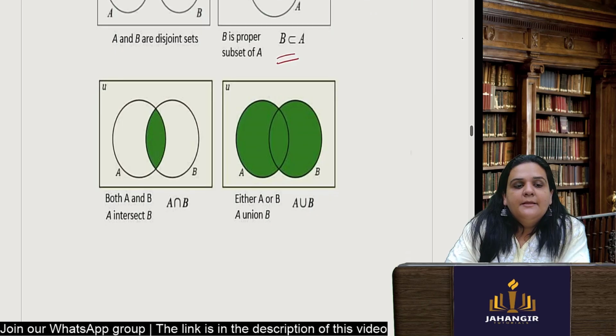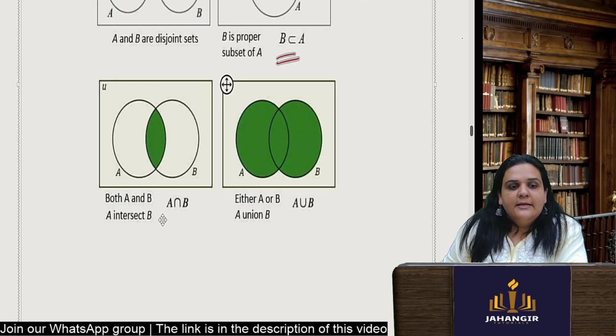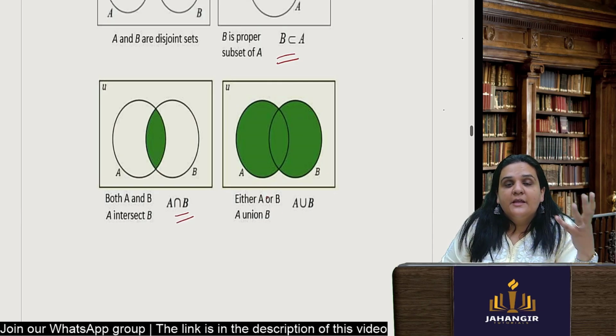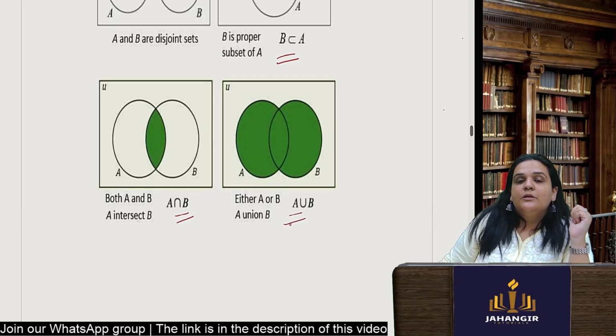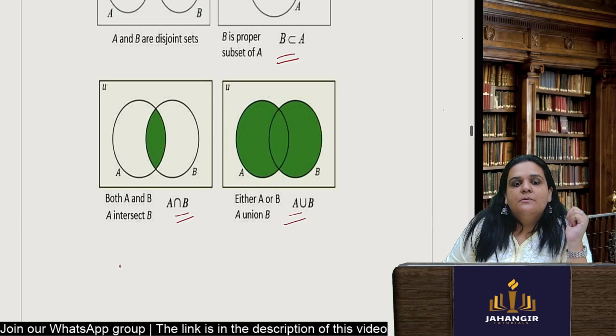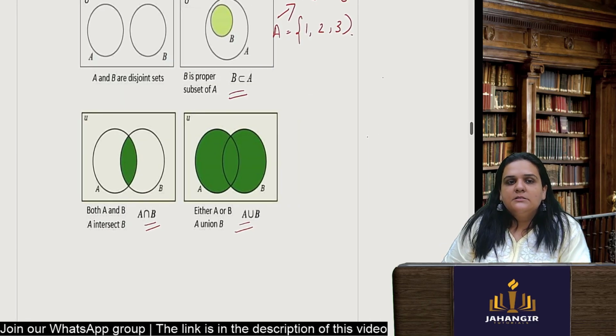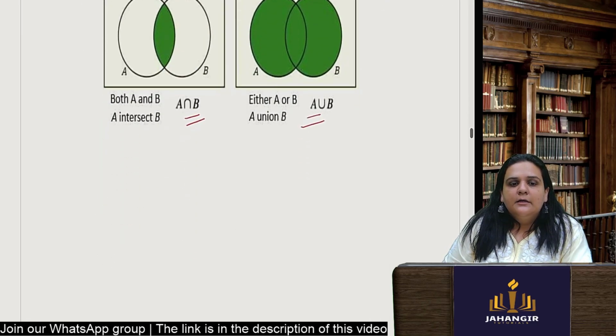Then both A and B where they are intersecting is A intersection B, and the addition of all the elements of A as well as B is known as A union B. A intersection B, A union B, subset of a set, all this is important. This you have to remember. All these three things are important, whatever I have given in the diagram.